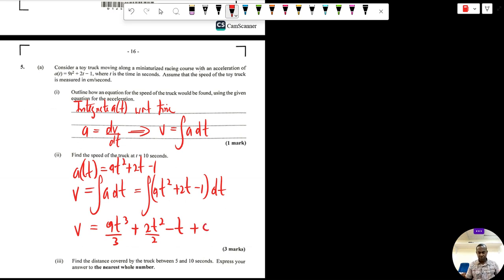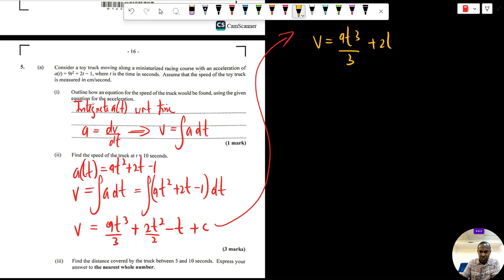Now you have to remember, once you're executing indefinite integrals, you should introduce your integration constant. And we can then proceed to simplify this. So what we have is this. We have v is equal to 9t cubed over 3 plus 2t squared over 2 minus t plus c. So say that v is equal to 3t cubed plus t squared minus t plus c.